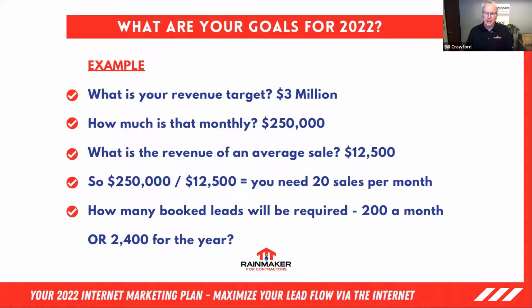All right. So our example is 3 million a year. How much is that monthly? That's going to be a net 250,000 per month. I'm assuming, there's an assumption here, your average sale is 12,500. You're going to have to figure out what that is. So that's on you. So 250,000 divided by 12,500, that's 20 net sales per month.